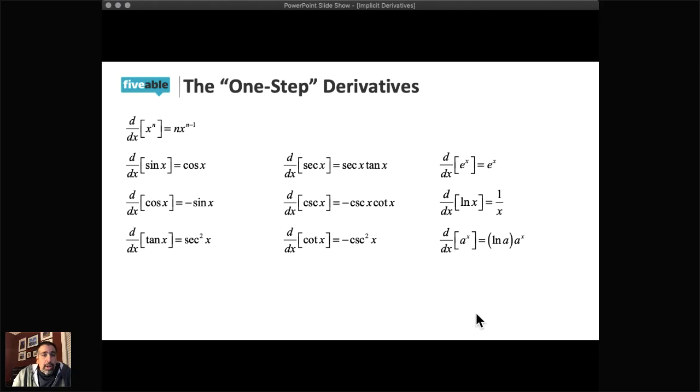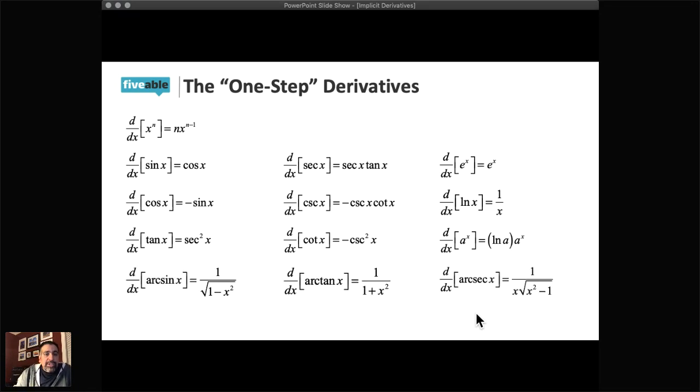The next 3 that I usually group together are what I call the derivatives of the exponential functions and the logarithmic functions. So the derivative of e to the x, ln of x, and a to the x. These are all what I call one-step derivatives, just problems you can answer just by looking at them. And then the last 3 that I have my students know every year are these 3 inverse trig functions: the derivative of arcsine, the derivative of arctangent, and the derivative of arcsecant.